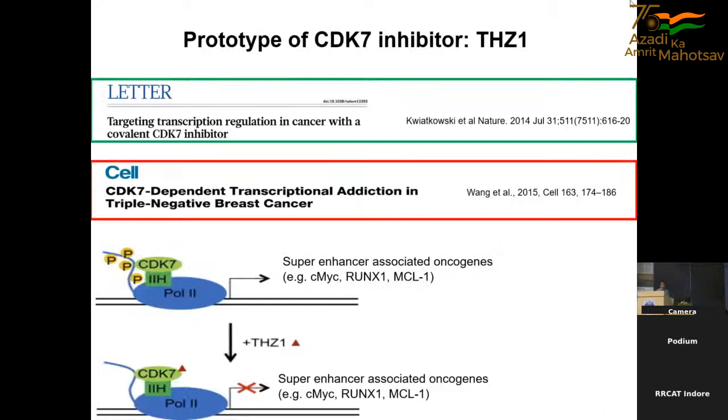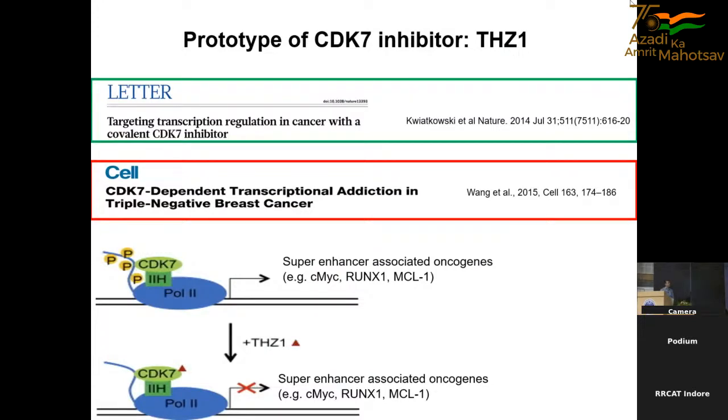The first CDK7 inhibitor, the covalent inhibitor, was published in 2014. That was THZ1, and therefore a lot of publications have come in various solid tumors, which has shown the effectiveness of this CDK7 inhibition to stop the proliferation of the cancer cells.